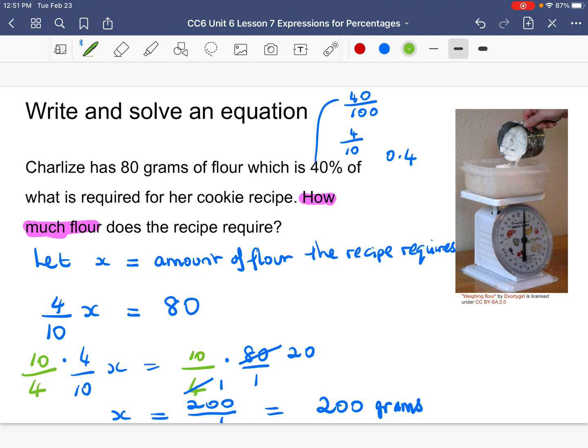I want to check my answer. Is 40%, I'm going to use a decimal, 0.4 of 200 equal to 80? I multiply 200 by 0.4 and I get 80 equals 80. So I say yes, my answer is correct.